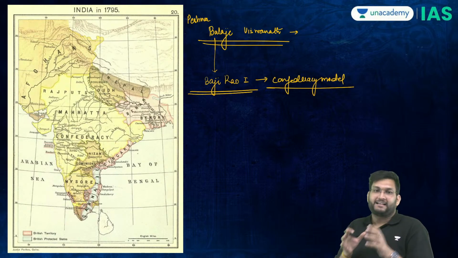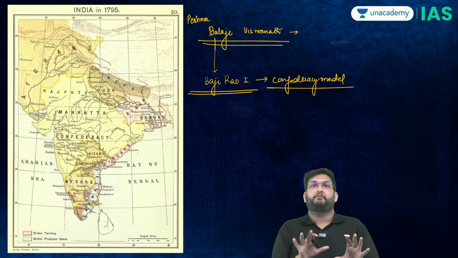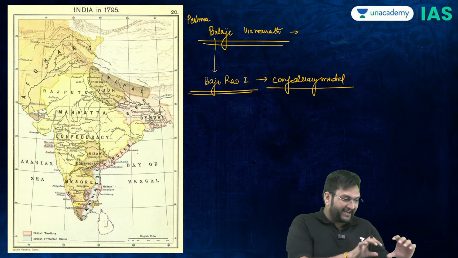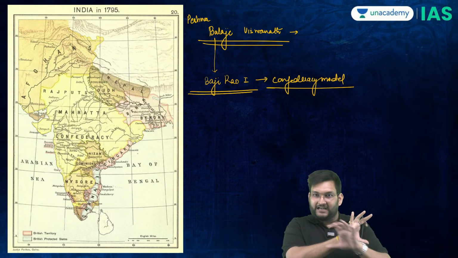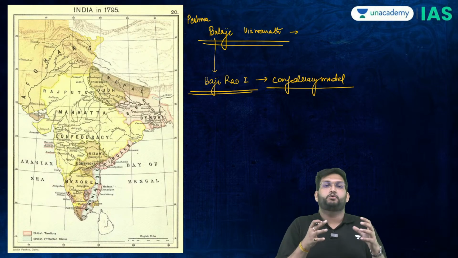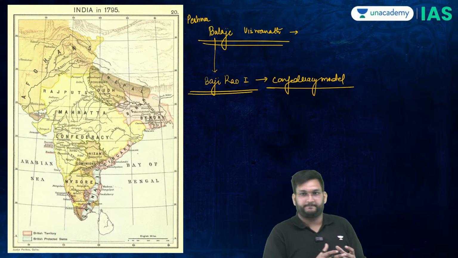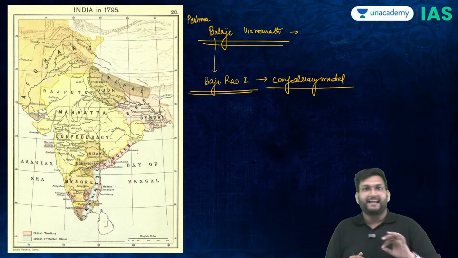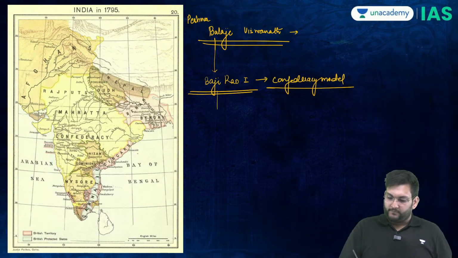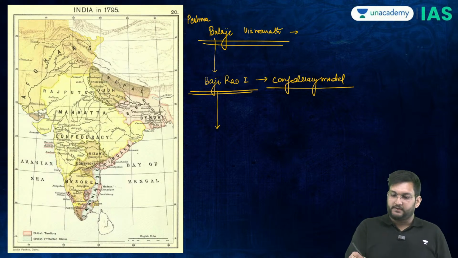That way, Bajirao I is considered to be one of the most powerful rulers. And looking at this map, you can see the heartland of India. This is where the Marathas were able to create a very powerful state by 1800. Thereafter, after Bajirao I, we have mixed names together.